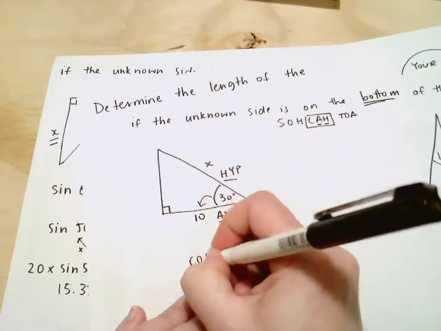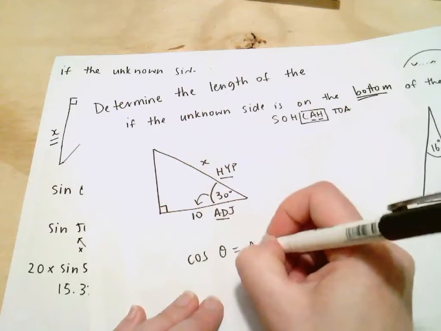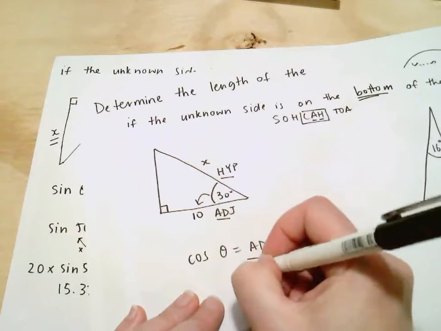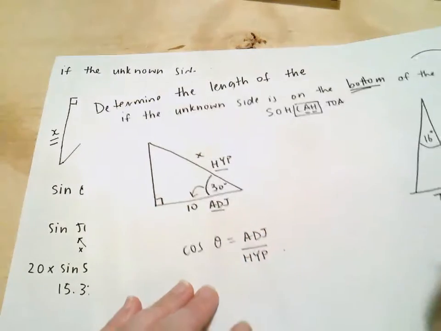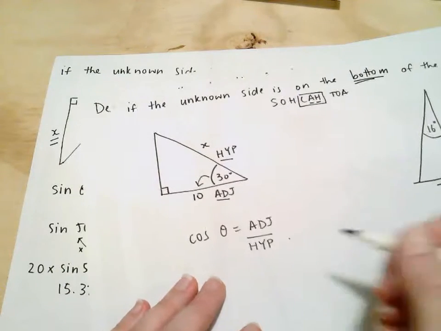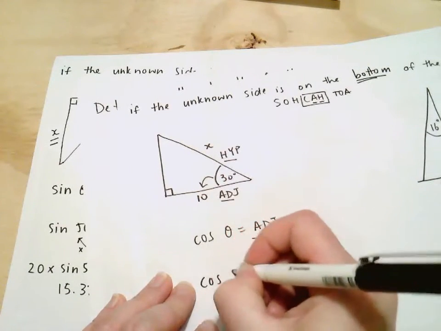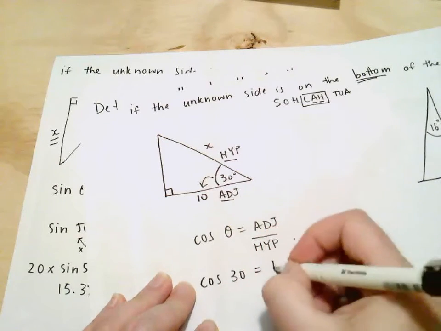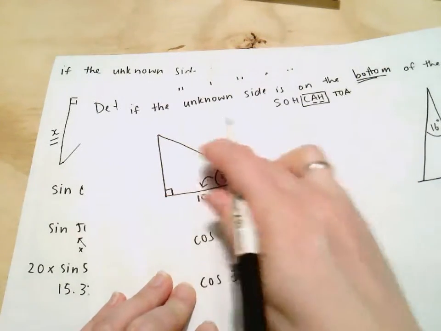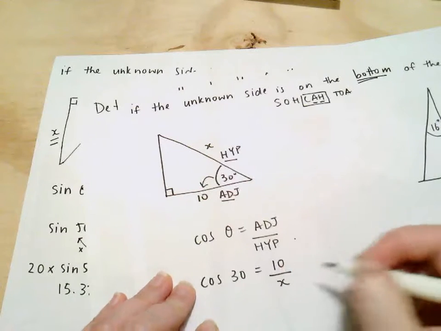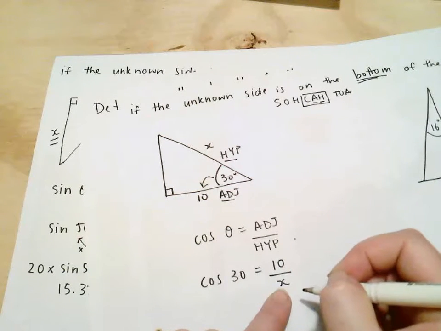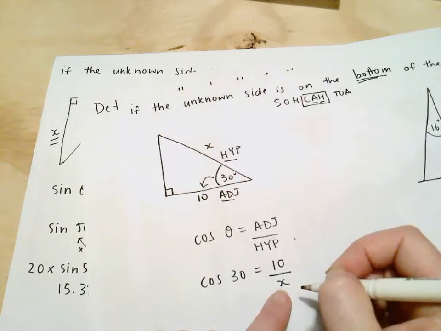So I write out my ratio. Cos of theta equals adjacent over hypotenuse. So again, I substitute in what I know. I know that theta is equal to 30. I know that my adjacent is 10. And I know that my hypotenuse is the unknown. You can see here that my unknown this time is on the bottom of the fraction.